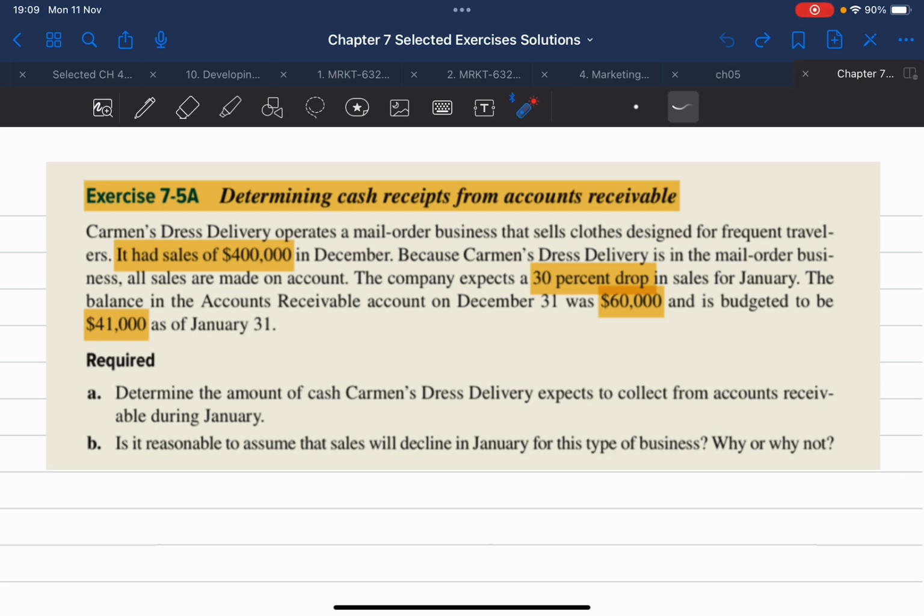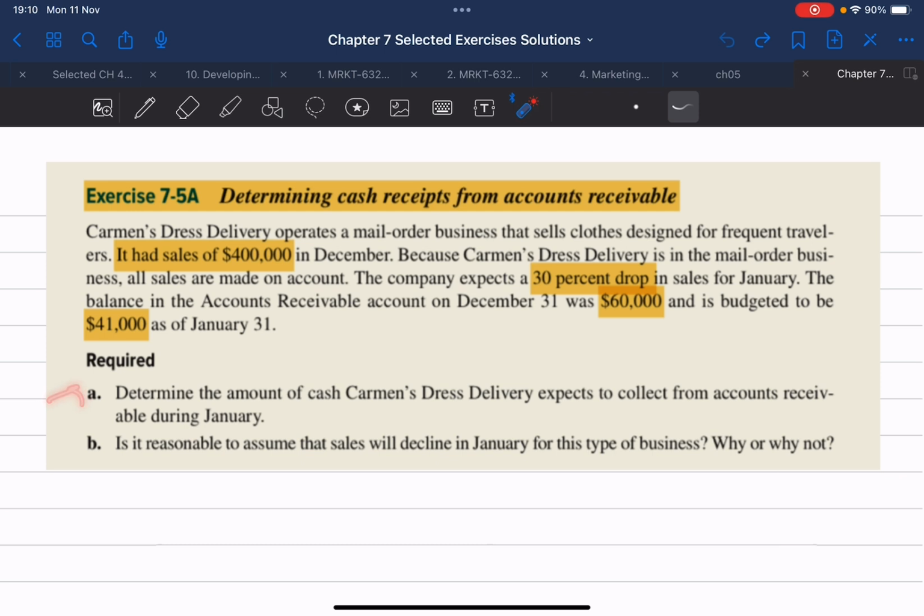The question says, Carmen's Dress Delivery operates a mail order business that sells clothes designed for frequent travelers. It had sales of $400,000 in December. And because Carmen's Dress Delivery is in the mail order business, all sales are made on account. The company expects a 30% drop in sales for January. The balance in the accounts receivable account on December 31st was $60,000 and is budgeted to be $41,000 as of January 31st. So what's required here?